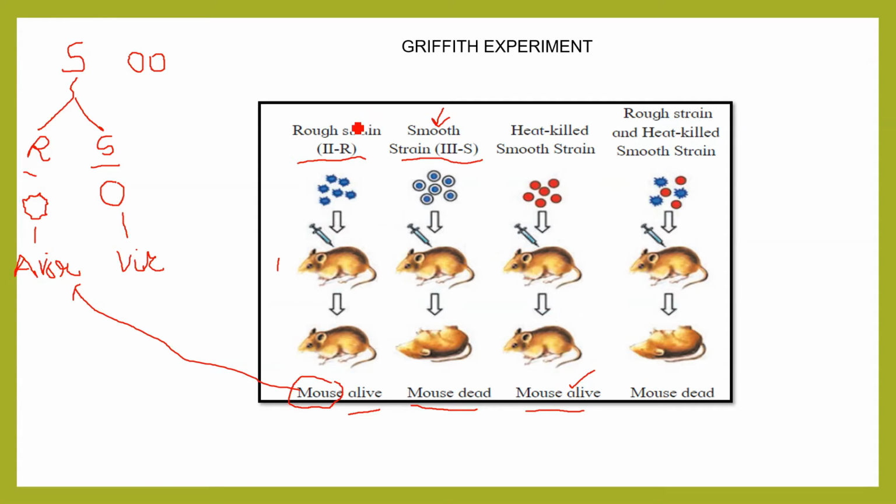Finally, he took this rough strain and this heat killed smooth strain. Now heat killed smooth strain over here, the mouse is alive. The rough strain also, the mouse is alive. It means if he is injecting these into the mouse, the mouse should survive, but to his very surprise he saw that the mouse was dead.